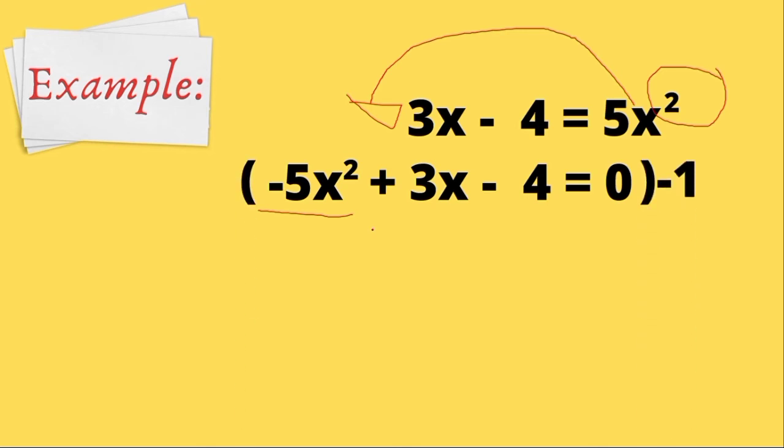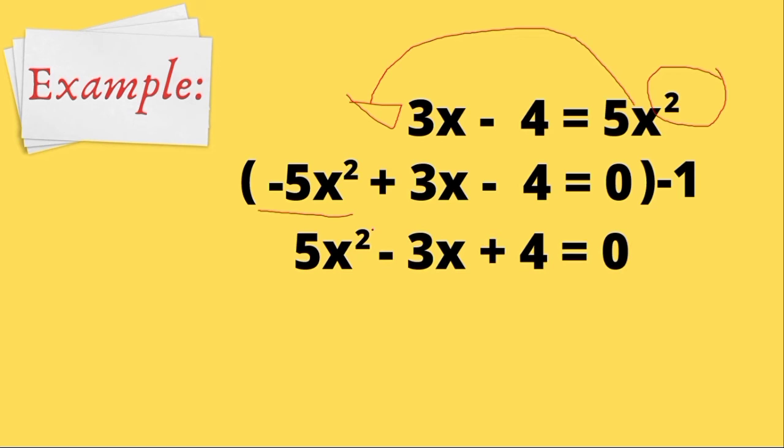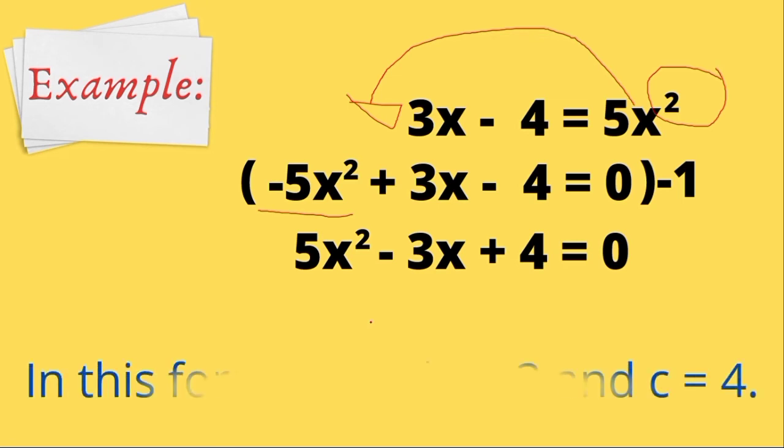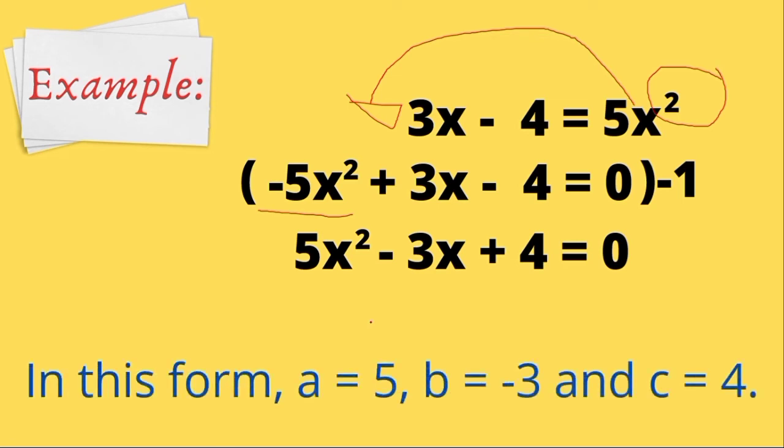Now, we have to multiply it by negative 1 because a quadratic equation is properly written when the value of a is positive. So, we multiply both sides by negative 1. The equation now is 5x squared minus 3x plus 4 equals 0. And the values of a, b, and c are 5, negative 3, and 4 respectively.